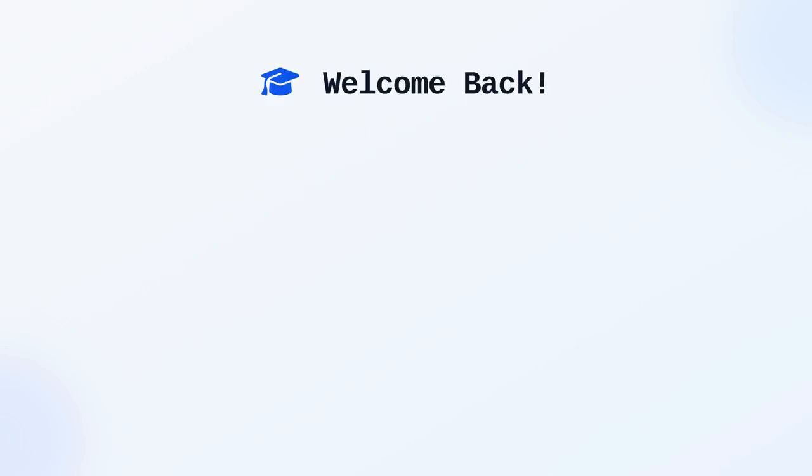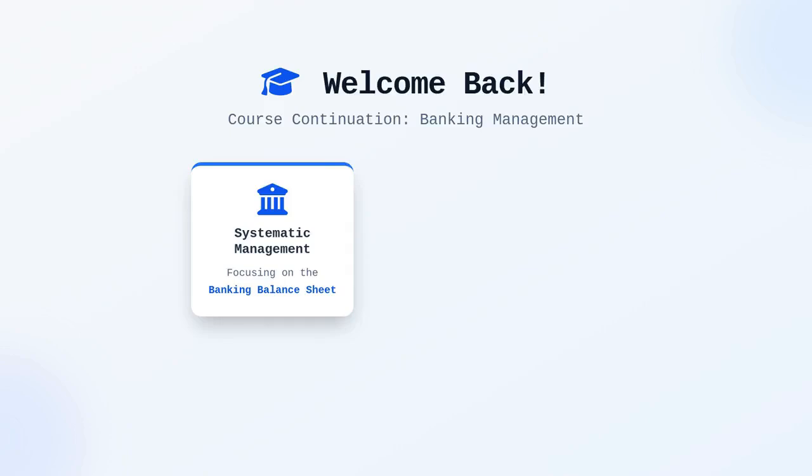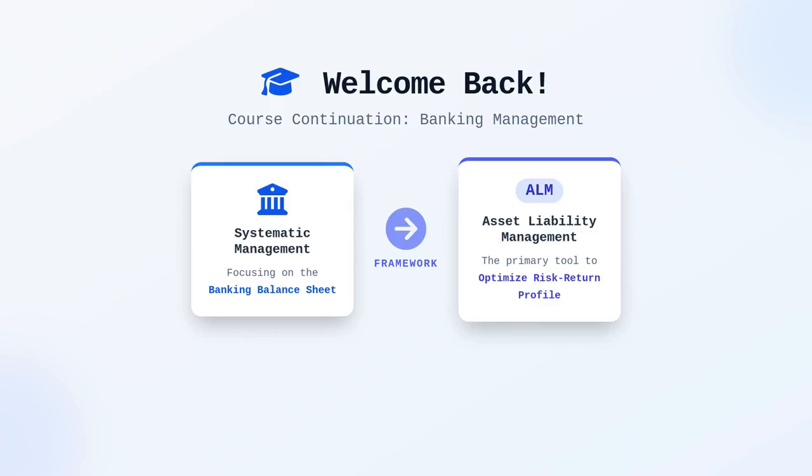Welcome back to the course, where we turn our attention toward the systematic management of the banking balance sheet. In this session, we will examine asset liability management, or ALM, as the primary framework that banks utilize to optimize their risk-return profile.